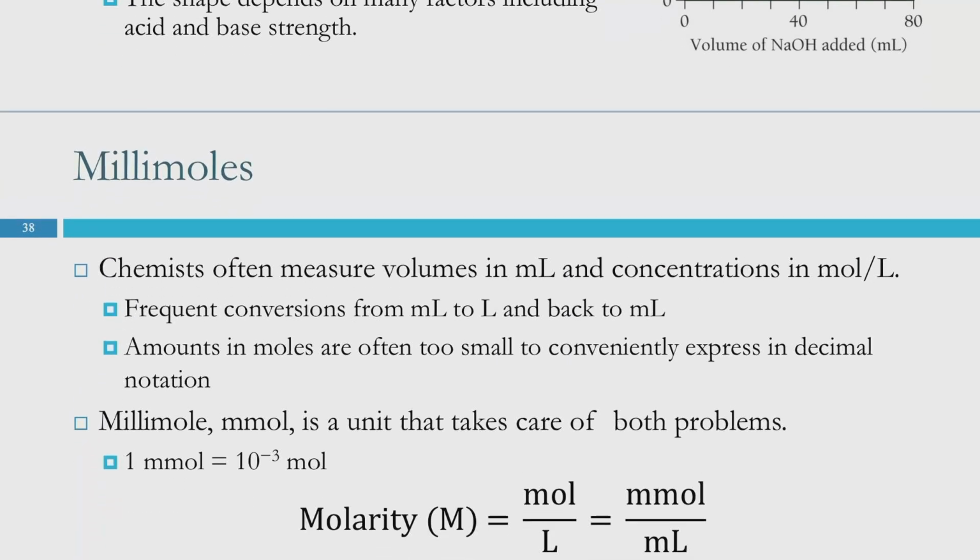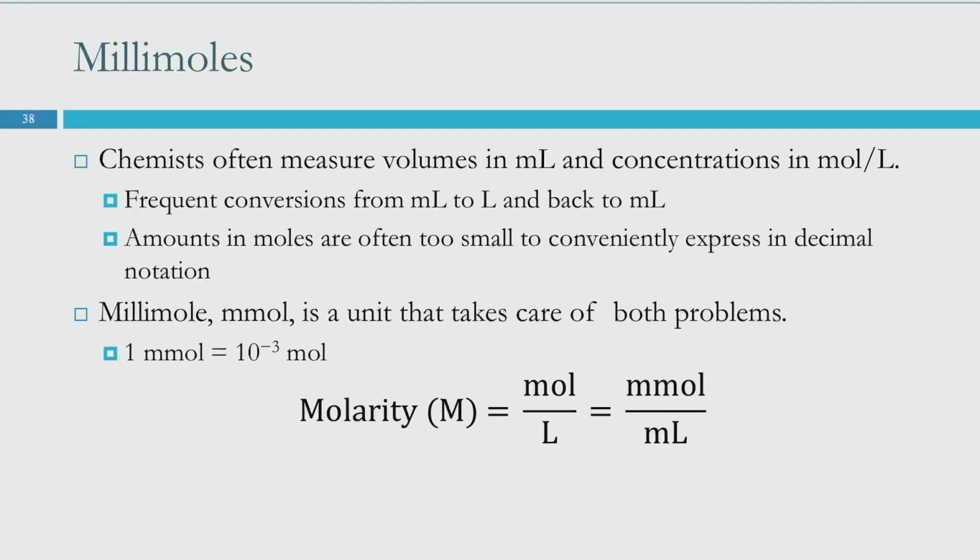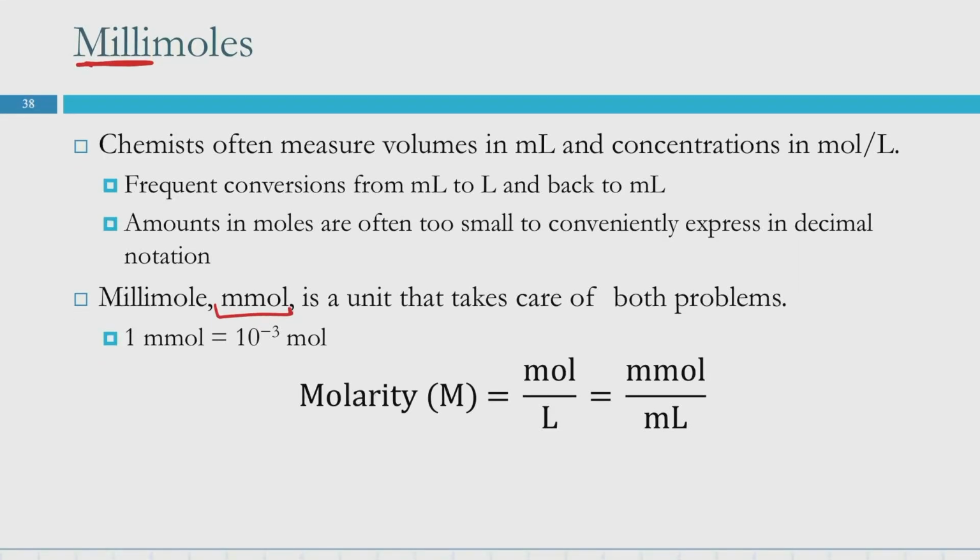We'll also sometimes find it helpful to express concentrations or amounts in milli units, so using this milli prefix. We'll often measure in milliliters, and concentrations will be in moles per liter. That'll result in us changing between milliliters and liters, and then back to milliliters. So it might be helpful instead to use millimoles. So one way that we can do that is by changing our molarity to millimoles per milliliter.